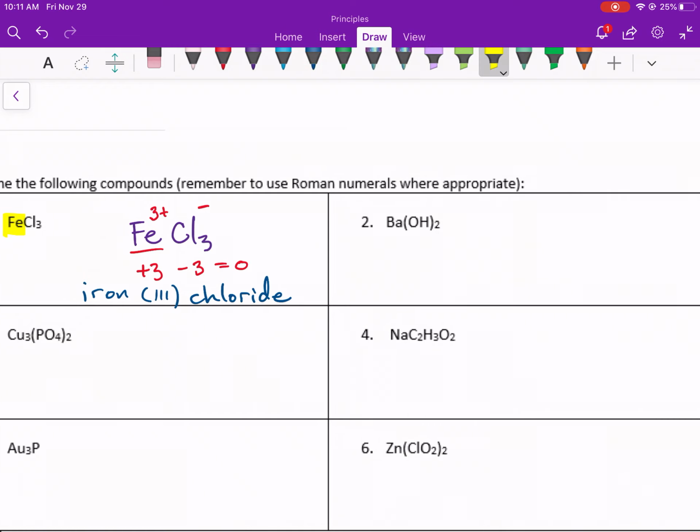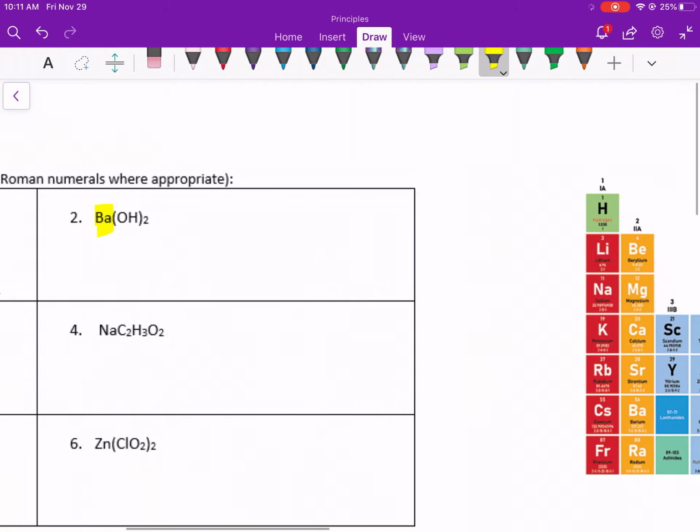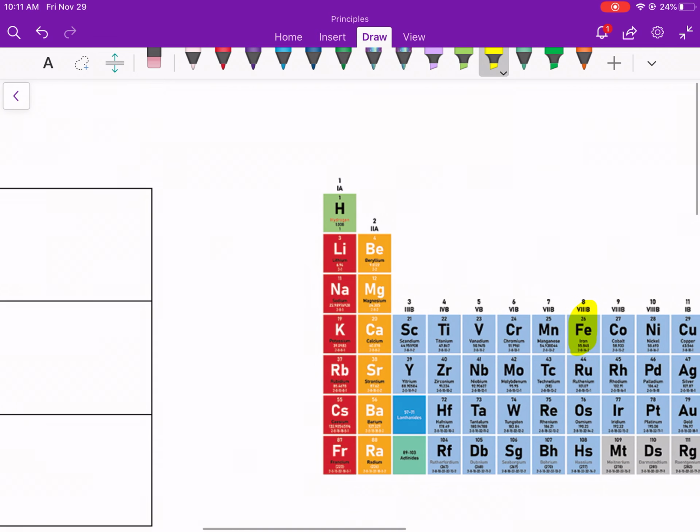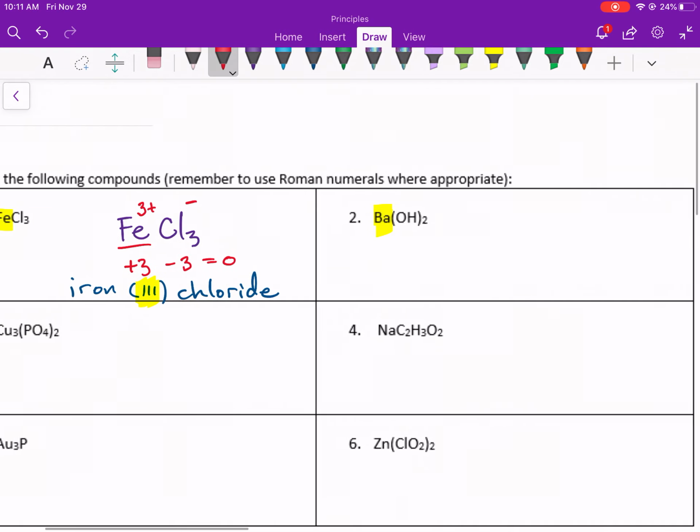So again, what do we do first? We look at the positive ion. If it's a transition metal, then its charge is going to have to be included in the name, just like charge 3 was included in the previous problem. Barium, if we look at the periodic table, is down here. It's in the S block. Everything in S block is always +2. Okay, so we will not be including the Roman numeral because it's not a transition metal.